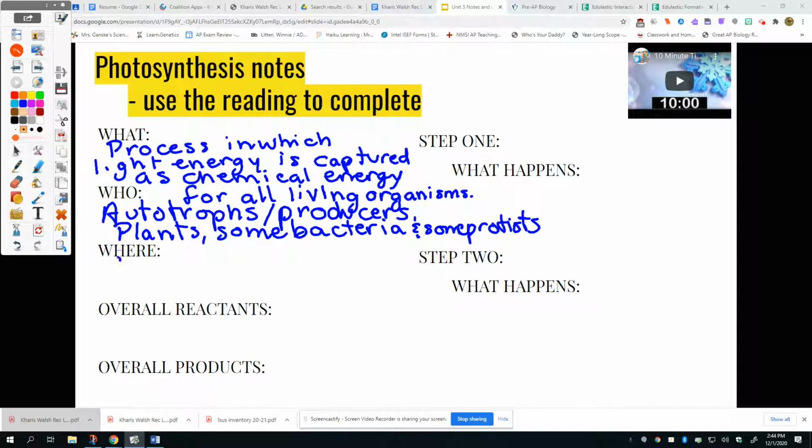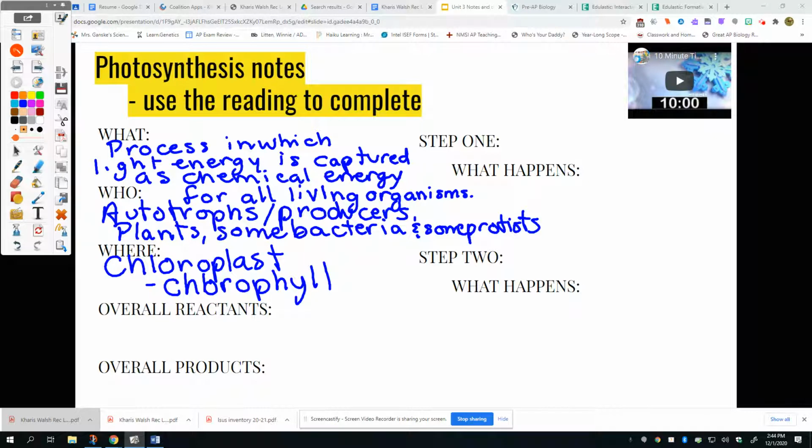Where does it occur? It occurs in the chlorophyll and the chloroplast. But if you notice, we put some bacteria can do photosynthesis, and bacteria are prokaryotes. Prokaryotes mean they don't have membrane-bound organelles, meaning they don't have chloroplast, but they do have what we have inside of a chloroplast called chlorophyll. It's the pigment that makes plants look green, but that pigment allows for the capture of light energy and the conversion of that into chemical energy.